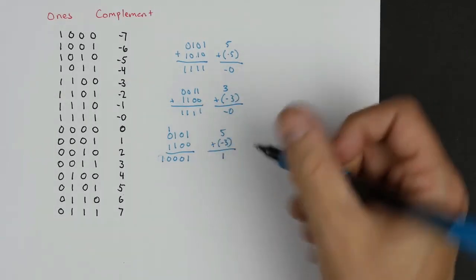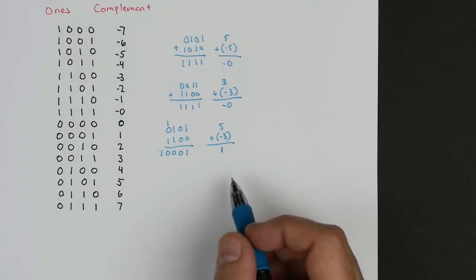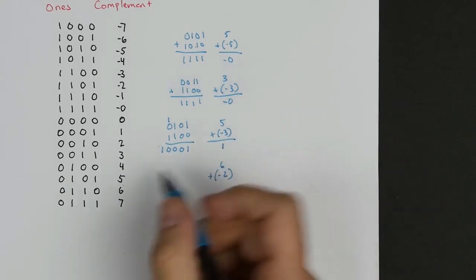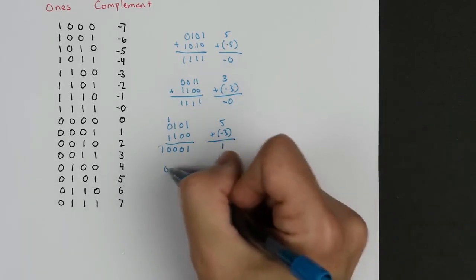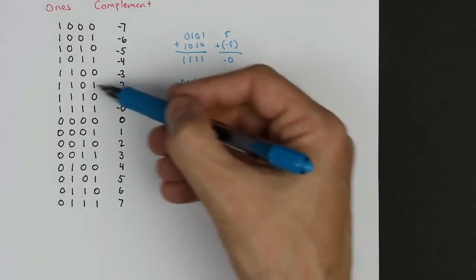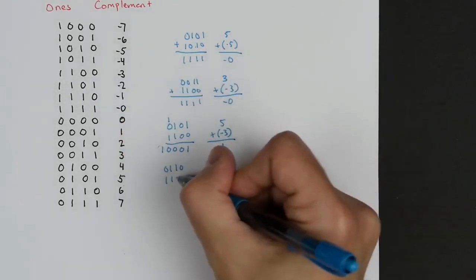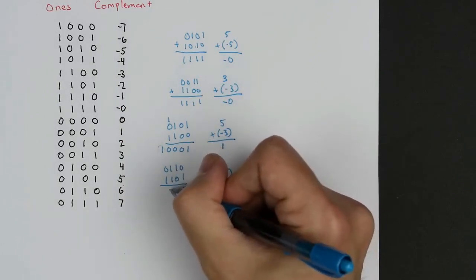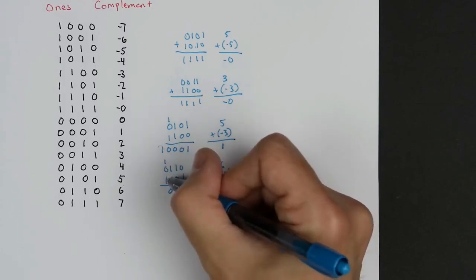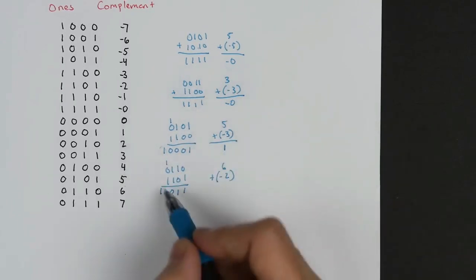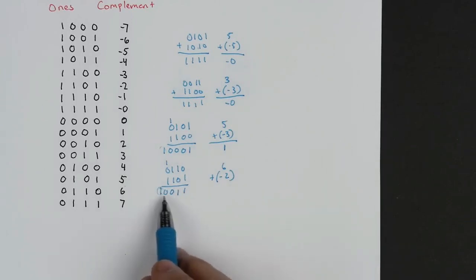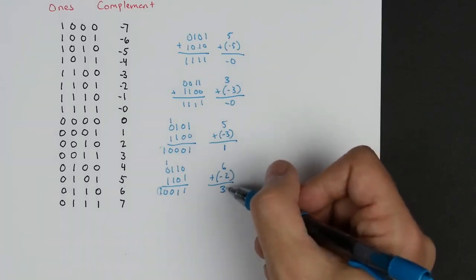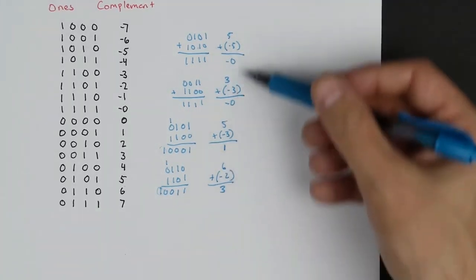That's close. It should be 2, but let's see what happens if we do, let's say, 6 minus 2, or 6 plus negative 2. So 6 is 0, 1, 1, 0. Negative 2 is 1, 1, 0, 1. 0 plus 1 is 1. 1 plus 0 is 1. 1 plus 1 is 2, put a 0 and carry the 1. 1 plus 1 is 2, so put a 0 and carry the 1. Again, ignore that first bit because we're working with 4 bits. So 0, 0, 1, 1 is 3. So we're saying 6 minus 2 is 3. Close, but we're definitely seeing an interesting pattern here.